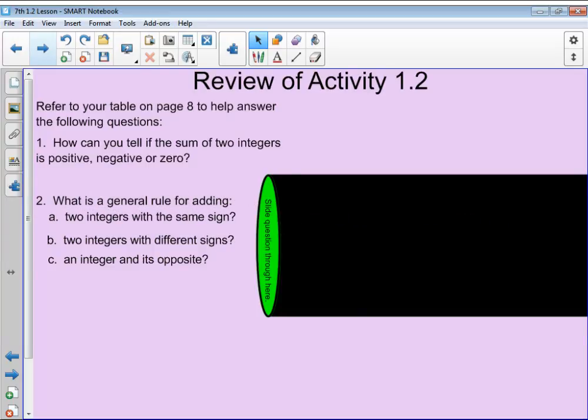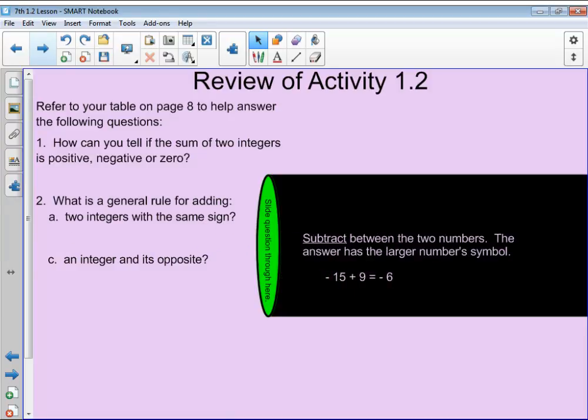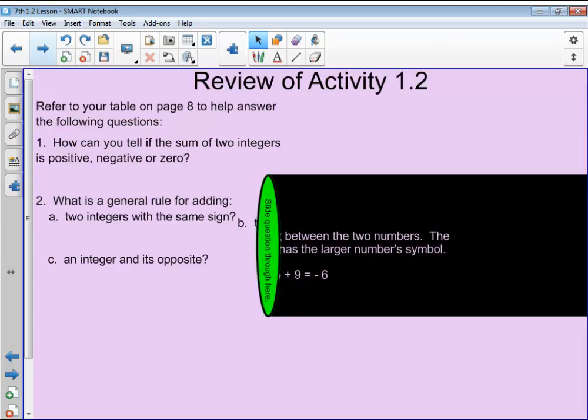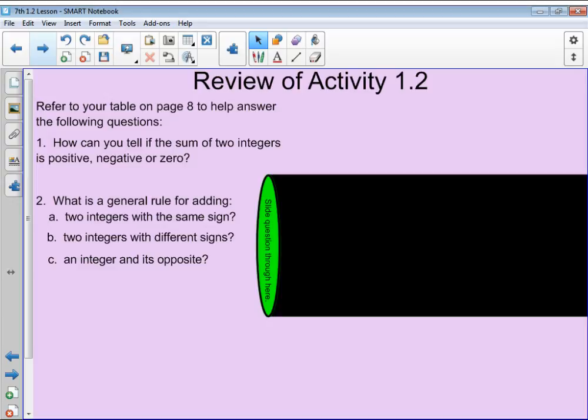Okay, so let's try another one. Let's look at letter B. A rule for two integers with different signs: subtract the two numbers. The answer has the larger number's symbol. So subtract, difference. Different sign, find the difference. So we're going to subtract between the two numbers, or find the difference. And then whichever one had the larger digit, we're going to put whatever symbol was with that. So different symbols, find the difference and give the larger sign.